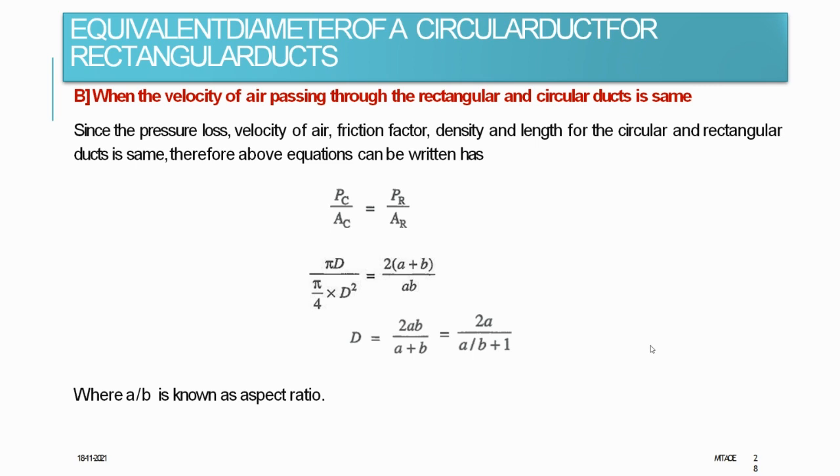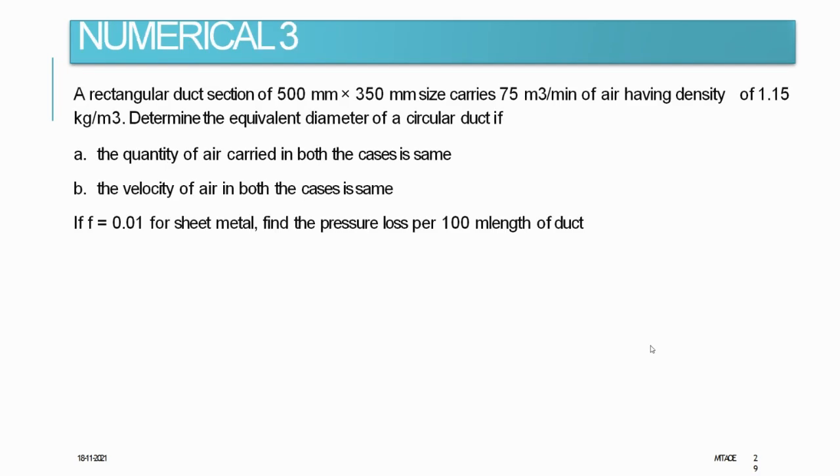A by B is also known as the aspect ratio of a rectangle. In this way, we can get the value of D when we have the values of A and B. So we can solve it, and we will see this numerically in our next class.